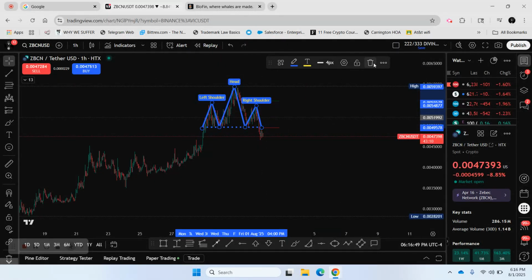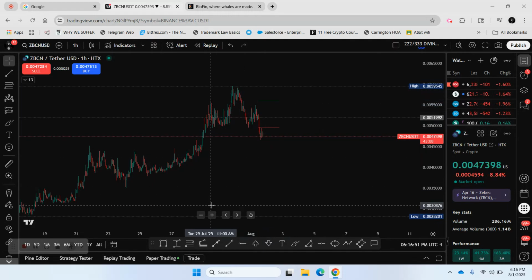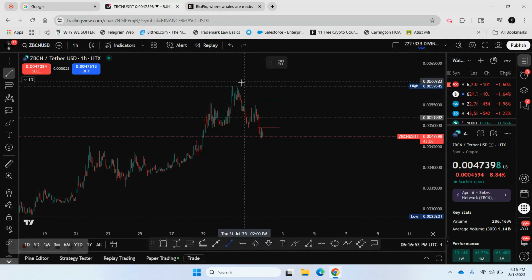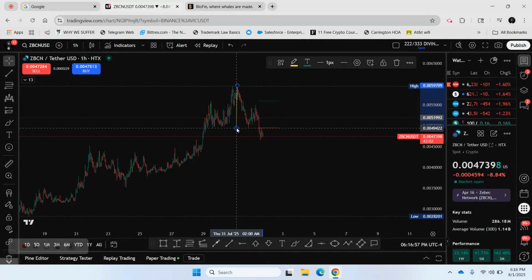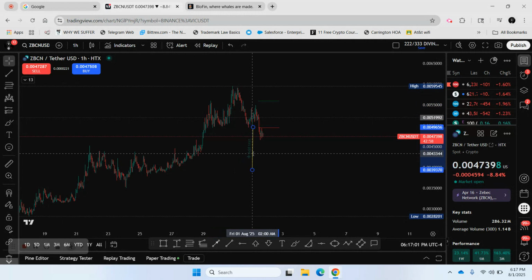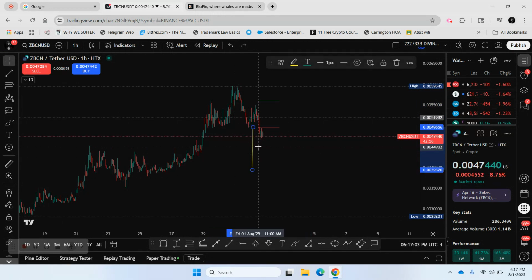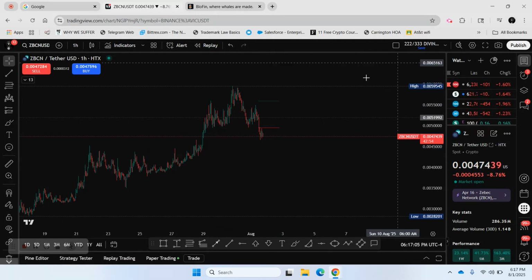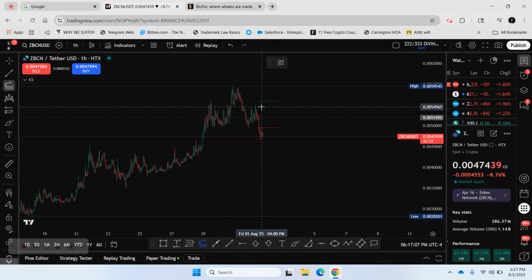Now, of course, the old-fashioned way is to take it from the top of the head down to the neckline and then move this measurement here to get potential downside targets. I'm not a fan of that. I like to use the Fibonacci extension tool.